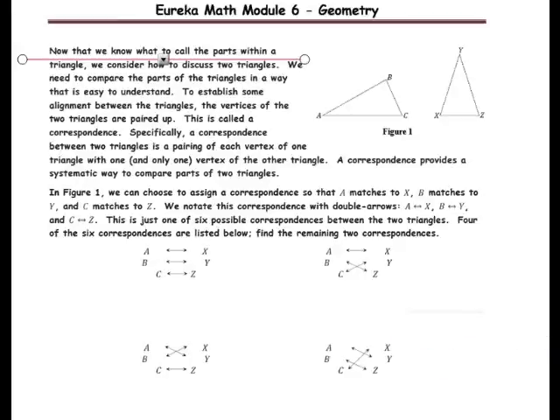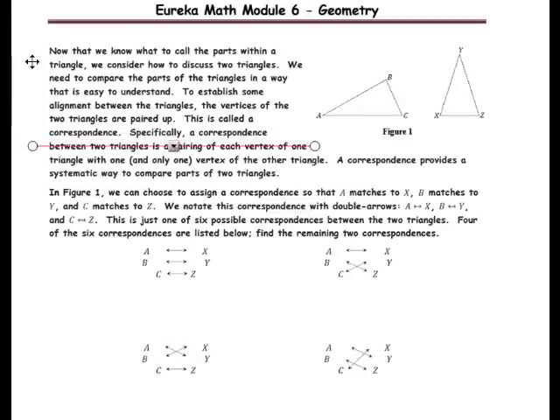Now that we know what to call the parts within a triangle, we consider how to discuss the two triangles. We need to compare the two parts of the triangles in a way that is easy to understand. To establish some alignment between the triangles, the vertices of the two triangles are paired up. This is called a correspondence. The vertices of two triangles are paired up. The pairing is called the correspondence.